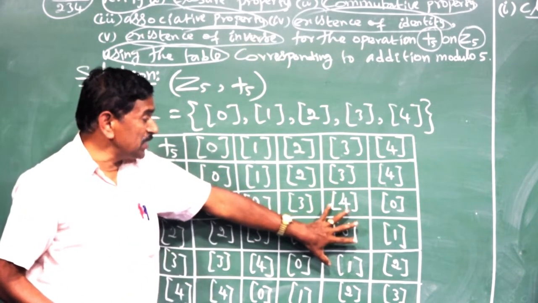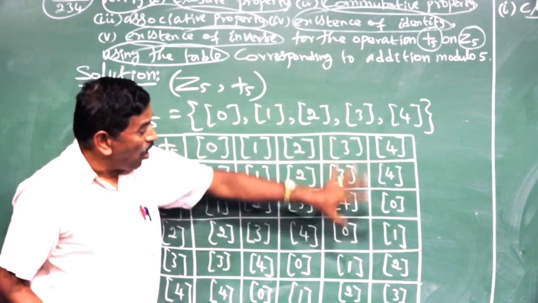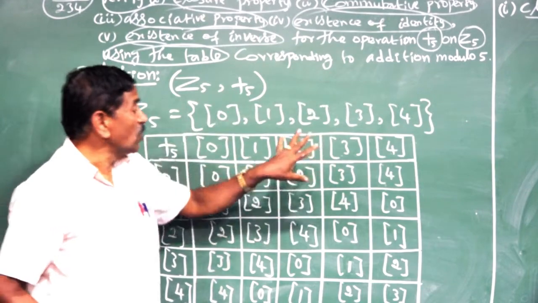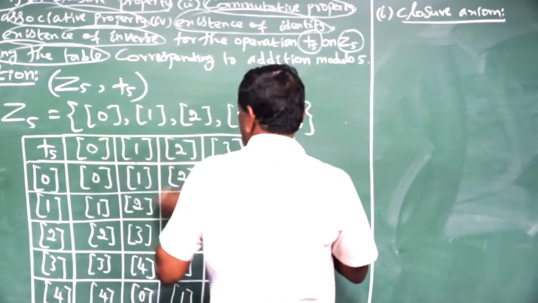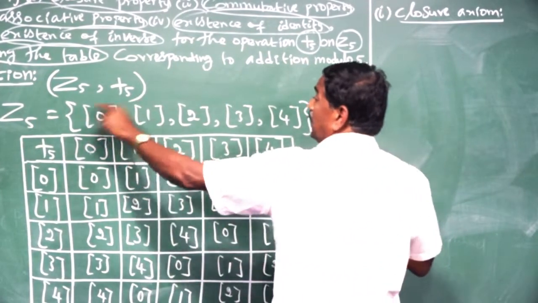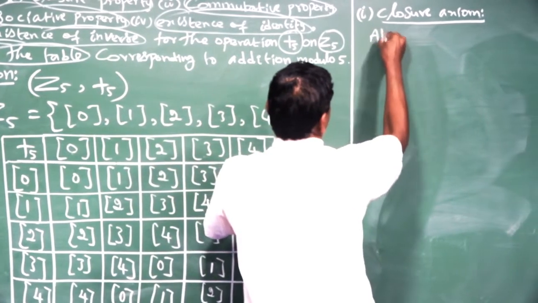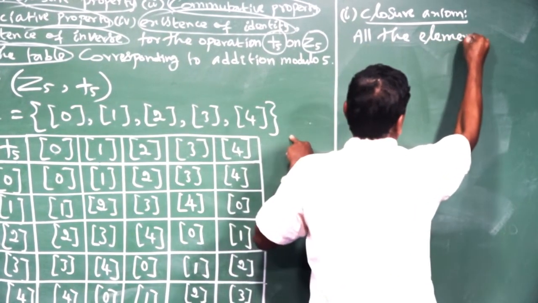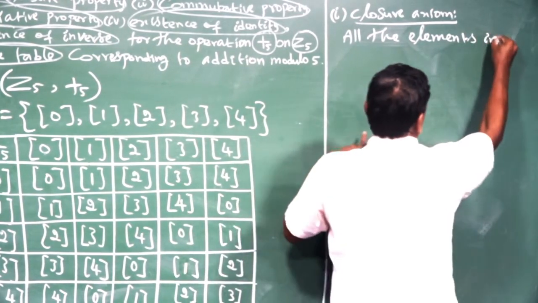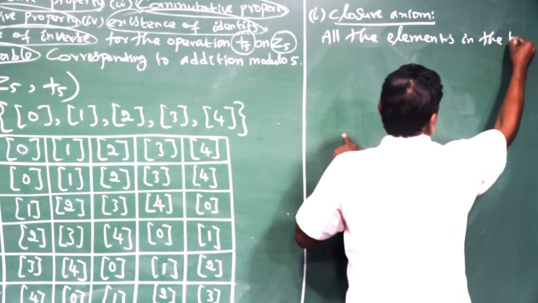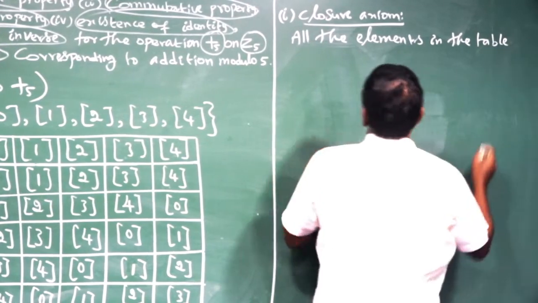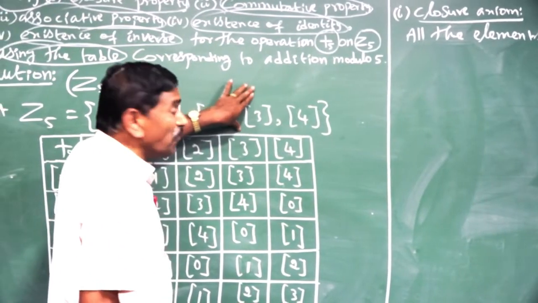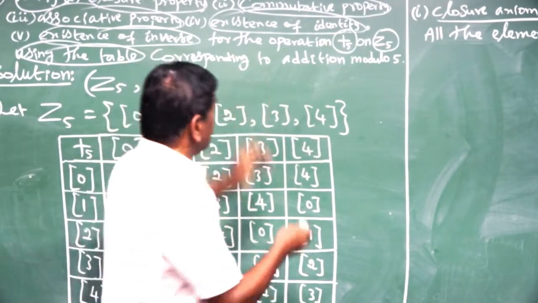Here all the elements in the table are the elements of the given set. Okay, so all the elements in the table are the elements of Z5.